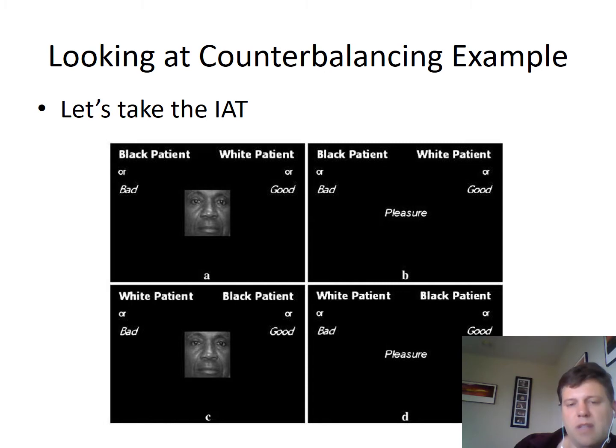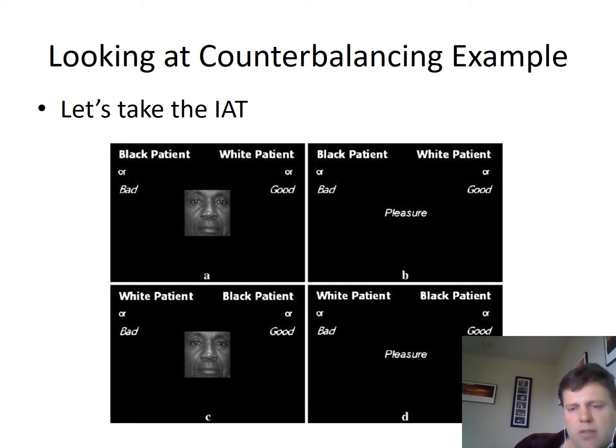What you see with the IAT is people are given lists of words and faces, as you see. This is one that's looking at race and biases that people might have. You'll sometimes see a face pop up on the screen that's either black or white, or words that pop up on the screen that are good or bad. And in each condition, black faces are paired with bad words or good words, and white faces are paired with bad words or good words, depending upon the condition that somebody's in.